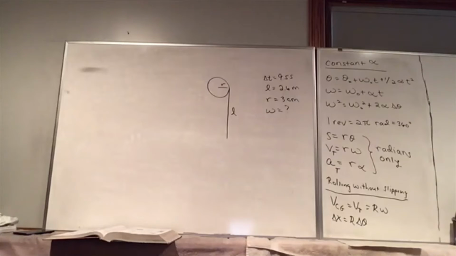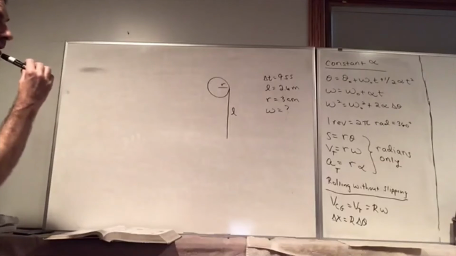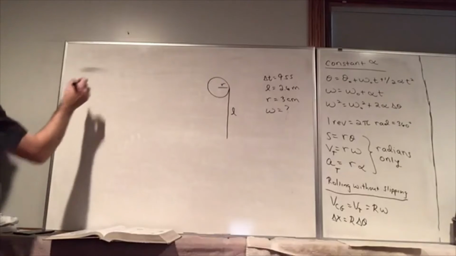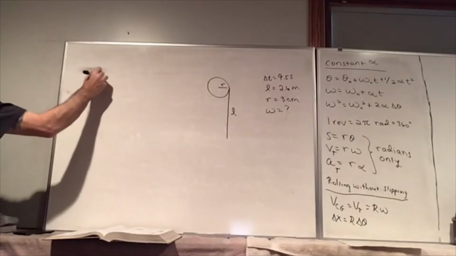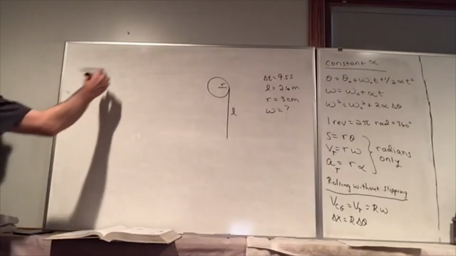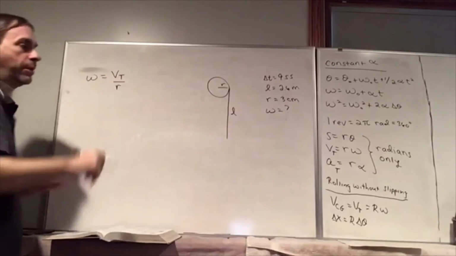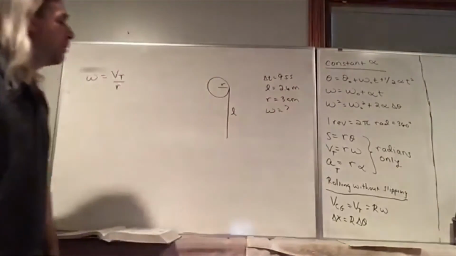Okay, so we want to find omega. So we can say that omega is equal to the tangential velocity divided by the radius. So we're using that equation.